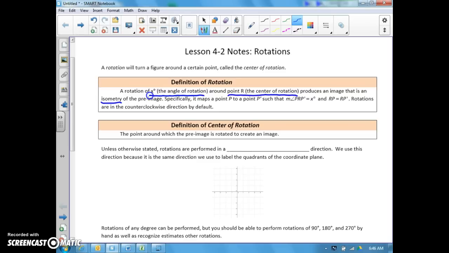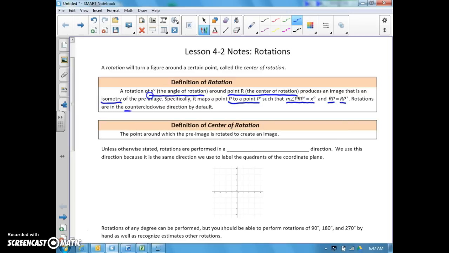The rotation doesn't change the size or shape of the image. It just moves it around in the plane. Specifically, it maps point P to point P prime such that the measure of angle PRP prime, where P is the pre-image, P prime is the image, and R is the center, will be X degrees. And the length of segment RP will be the same as the length of segment RP prime.